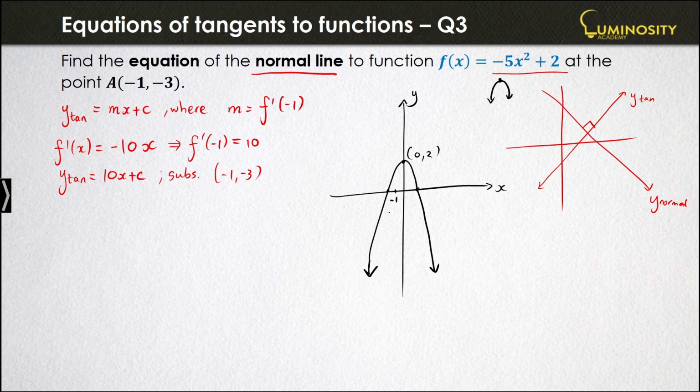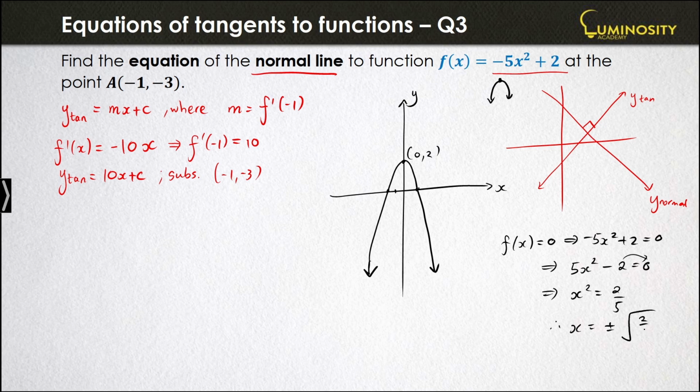Because we can work out what the x-intercepts are. So how do we work out the x-intercepts algebraically? Well, that means we solve f of x equals 0. So that gives us negative 5x squared plus 2 equals 0. So if I bring everything across, I have positive 5x squared minus 2 equals 0. Then I have x squared equals 2 over 5, right? If I bring the 2 across and then divide both sides by 5. So now I get x equals plus or minus the square root of 2 over 5.